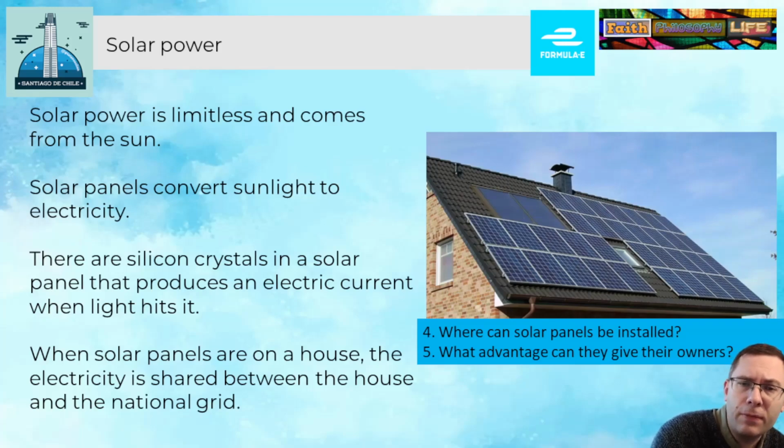Solar panels can be installed on almost any building. We have them on the roof of our house, but you can have them on sheds, you can have them in fields. The sky's the limit, well, kind of, with solar panels. And the advantage is obviously you get free electric, it's clean, and I'm not having to buy it off the grid. All of those are advantageous.